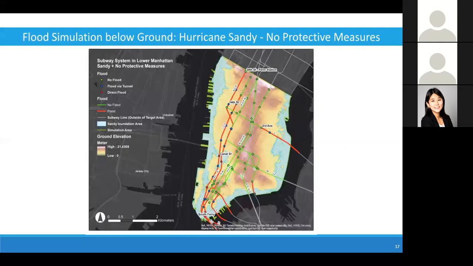The GIS model also has the capability of simulating the subway system. This case is Hurricane Sandy without any protective measures as well. The red line shows flooded subway lines, and the green line shows no flooding at all.